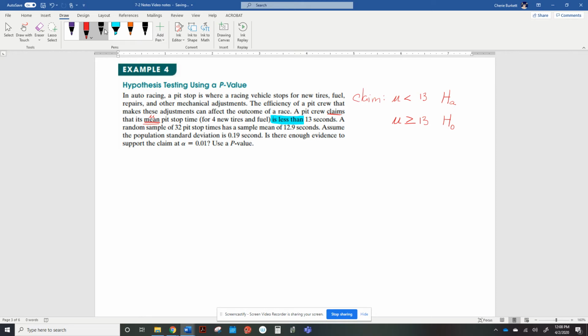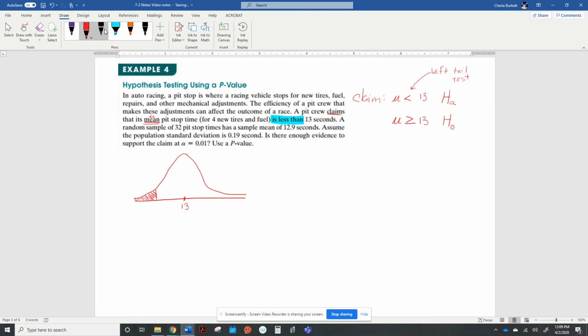Since this is the alternative hypothesis, we look to see that this is a less than symbol. Because of that symbol right there, we're going to be doing a left tail test, and I'm going to spell it right this time. So that means our picture is going to look like this, where our mean is 13, and we're doing a left tail test.